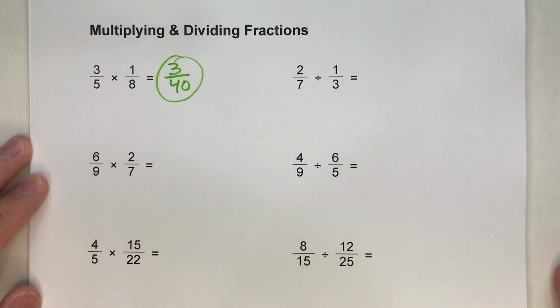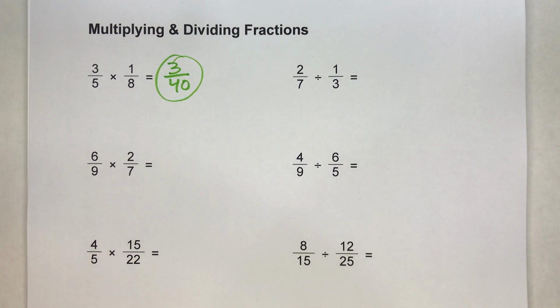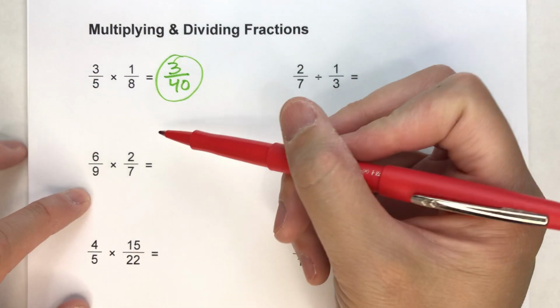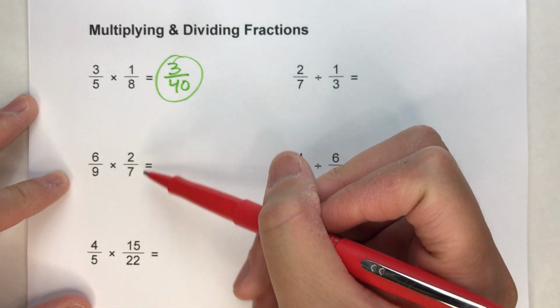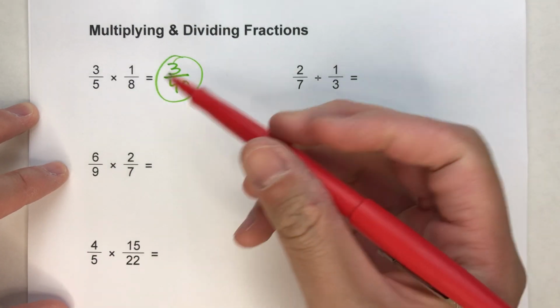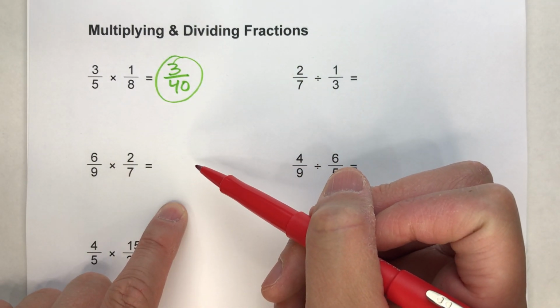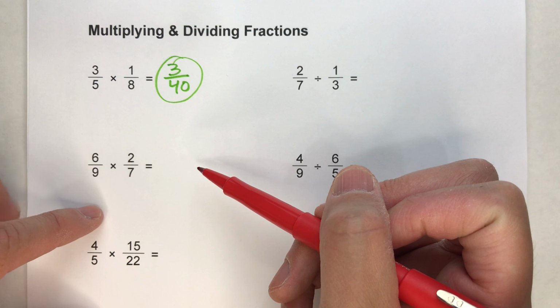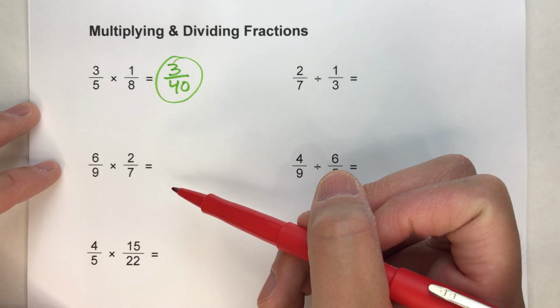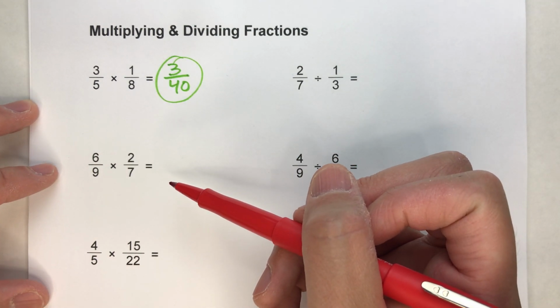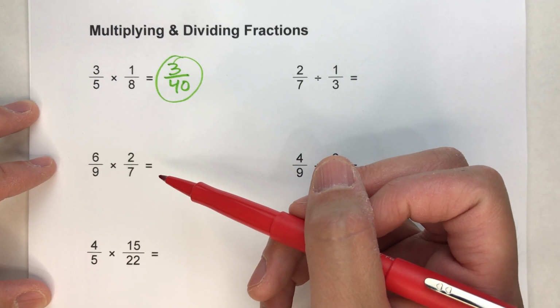But I'll give you another example that actually you can simplify. Alright, so take a look here. 6/9 times 2/7. Now, I could just multiply the top times the top and the bottom times the bottom and get an answer, but then I'll have to reduce kind of a big set of numbers in my fraction. The faster way to do this is reduce your fraction before you multiply it.